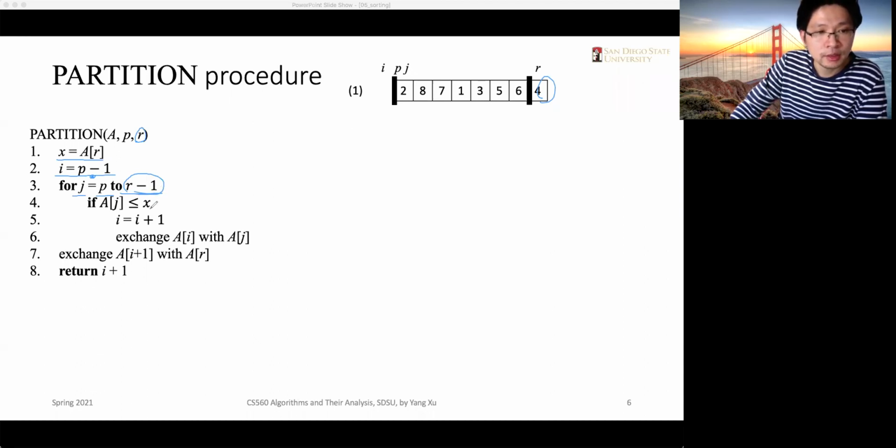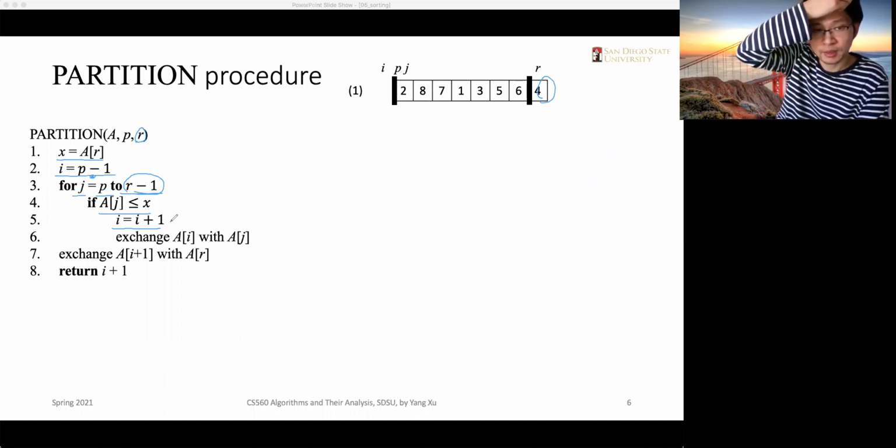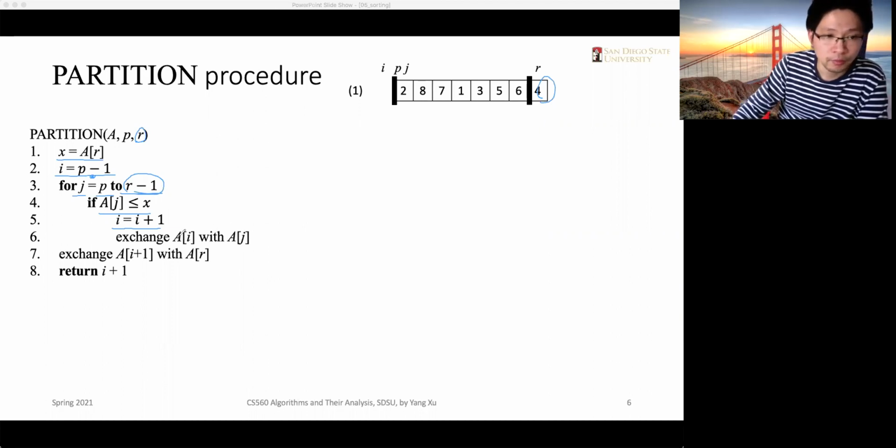All right, so in each step of the for loop, we're comparing the elements with the pivot. If the element is smaller than the pivot, we increment the first counter I by 1, and then we exchange A[I] with A[J], because we want to switch the smaller elements to the front. We want to swap A[J] and A[I] so that the smaller elements are at the front and the larger elements at the back. The last step is to exchange A[I+1] with the pivot so that the pivot is moved to the middle. And finally we return I plus 1 as the index of the pivot element.